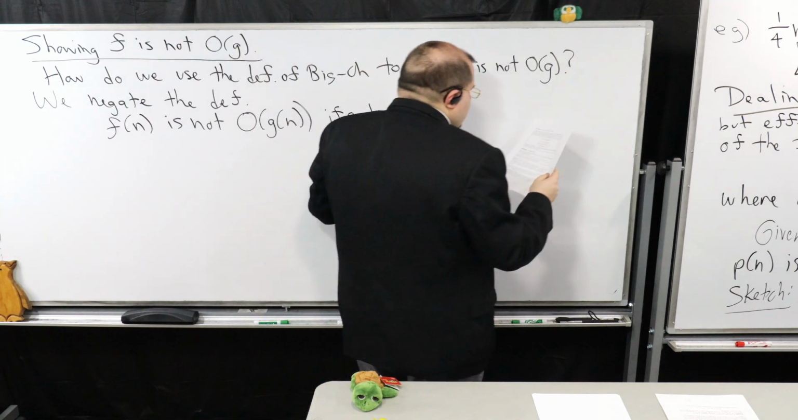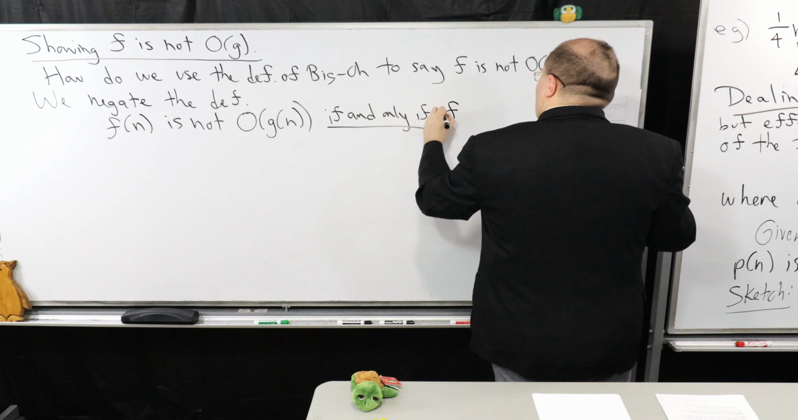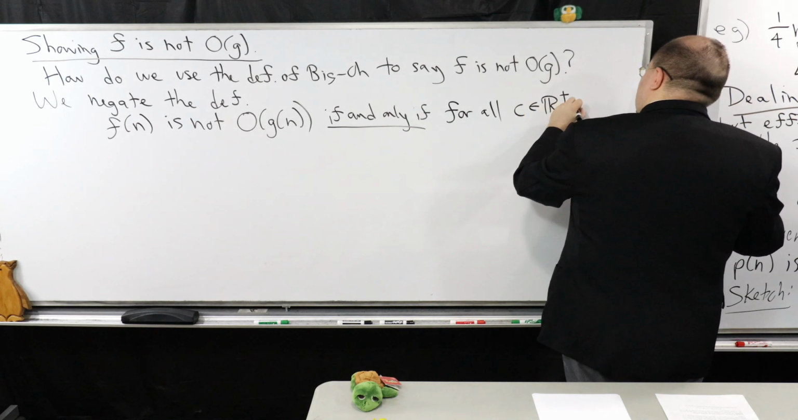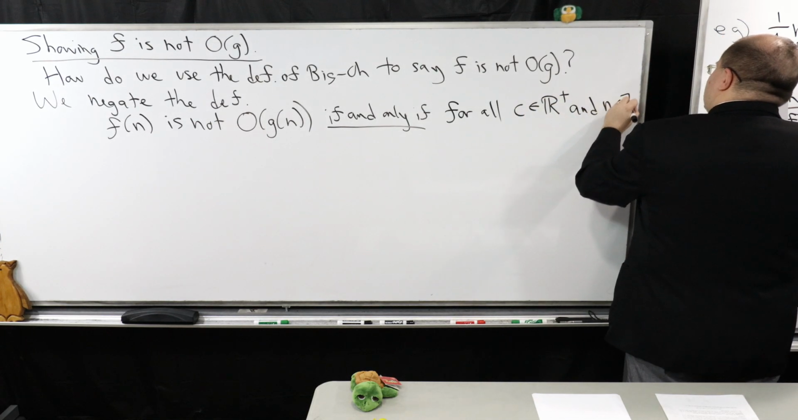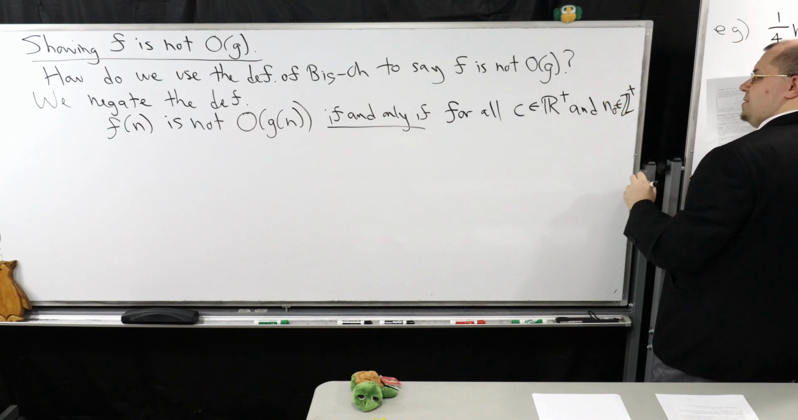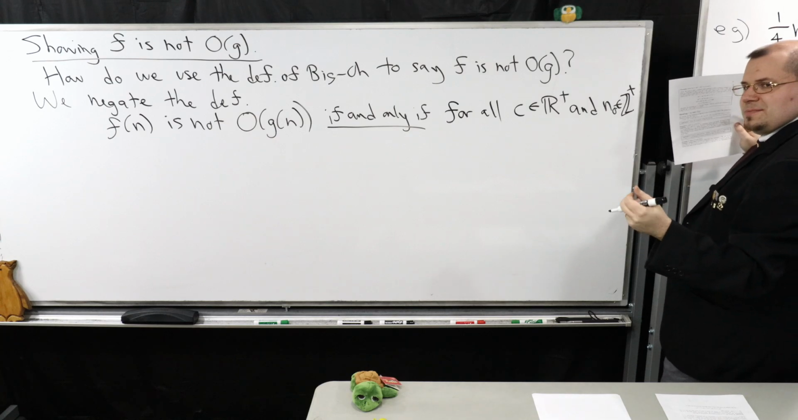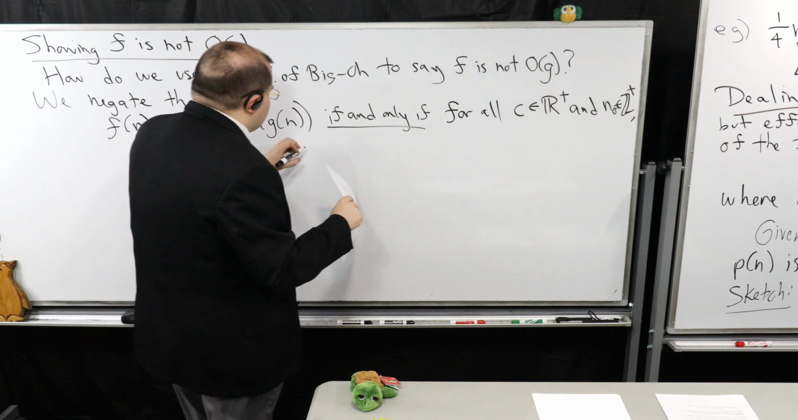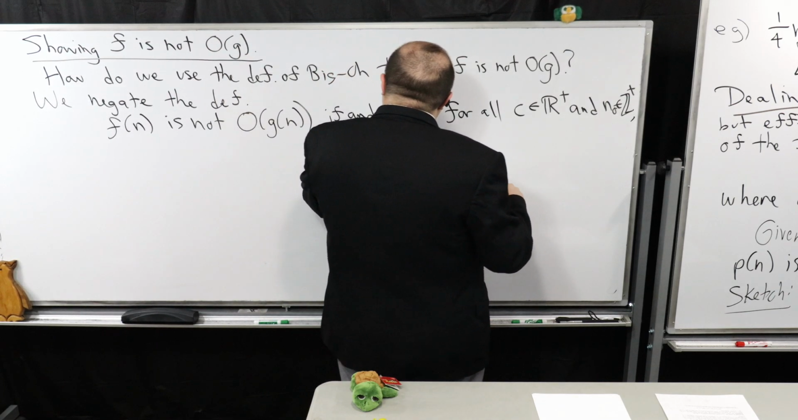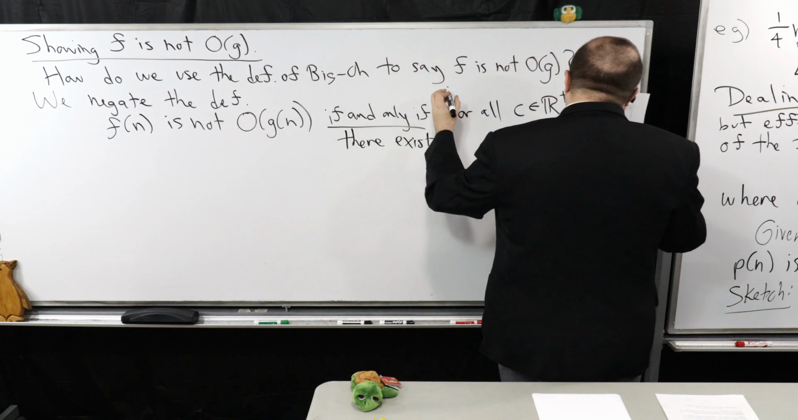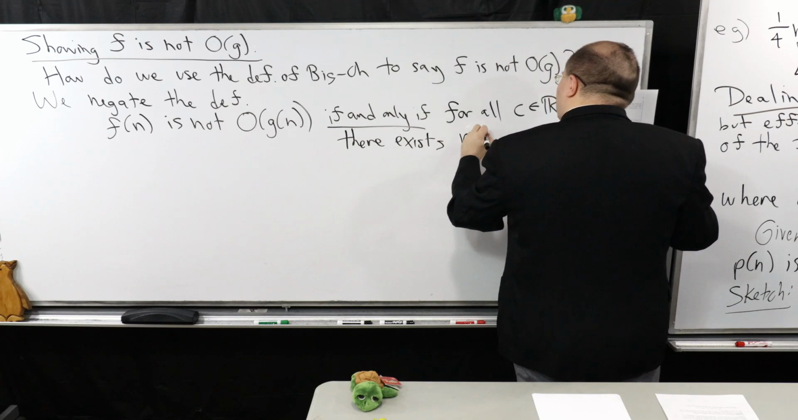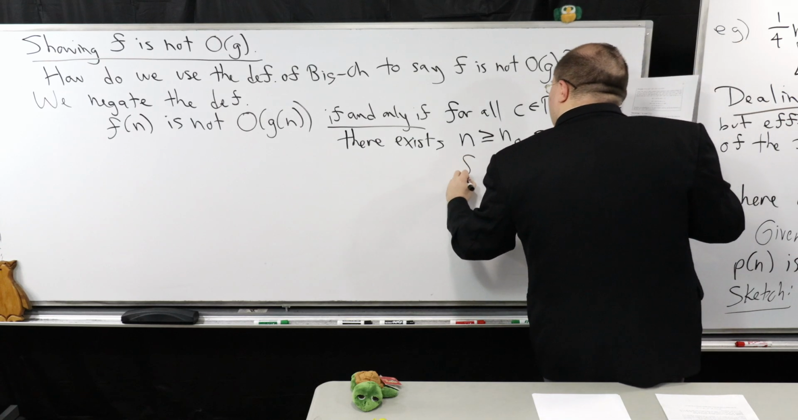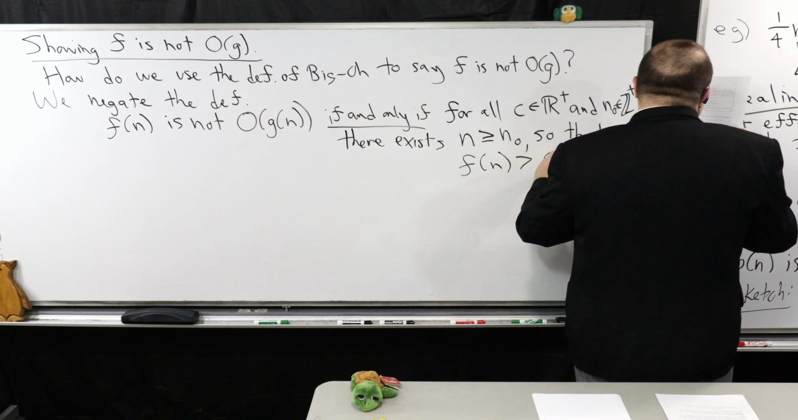So, if and only if for all C and N0, remember these are the same C's and N0s we had before, but it's for all possible ones, there exists n greater than or equal to N0 so that f of n is greater than C times g of n.